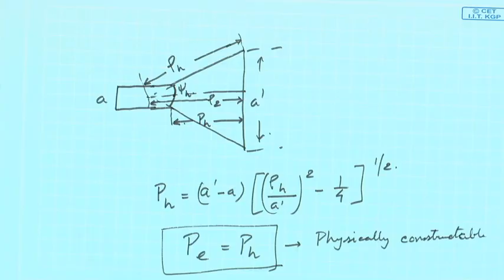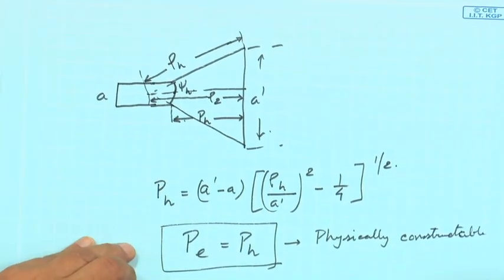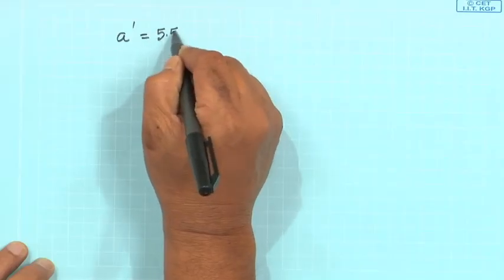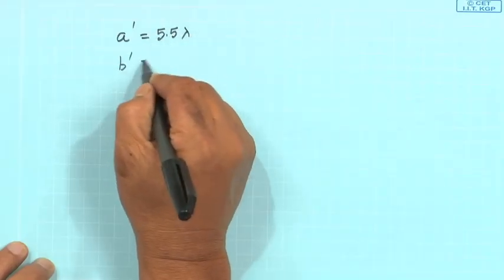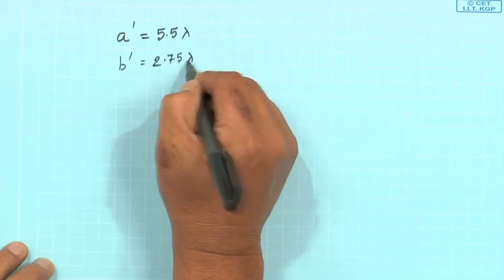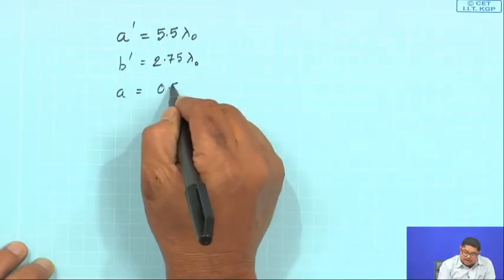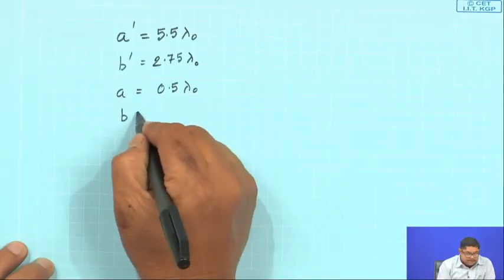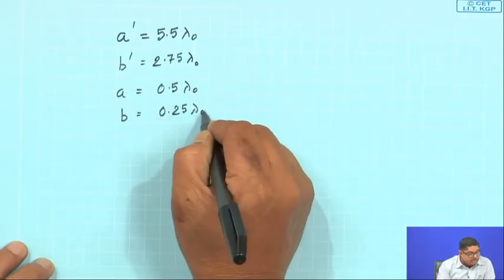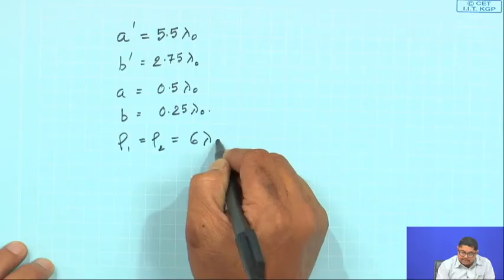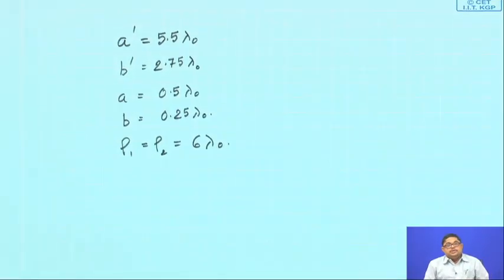Okay. So, let us take an example that a pyramidal horn has this dimension. A dashed is 5.5 lambda, B dashed is 2.75 lambda, lambda or lambda naught, whatever you say. A is 0.5 lambda naught, B is 0.25 lambda naught, rho 1 is equal to rho 2 is equal to 6 lambda naught. Check to see if such a horn can be constructed physically.